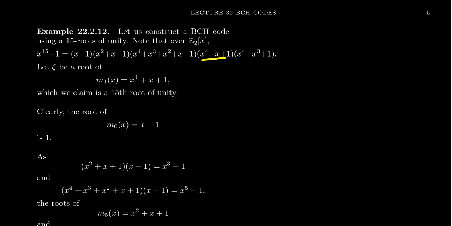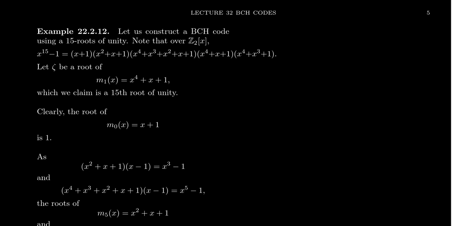Because if this is in fact a divisor of this, which we can check easily enough, even if you don't want to do all of this extended FOIL on the screen right now, you can at least do polynomial division, take x to the 15th minus 1 and divide it by x to the 4th plus x plus 1. You can verify this is a divisor. And as such, the roots of this polynomial have to be 15th roots of unity. But why are they primitive?